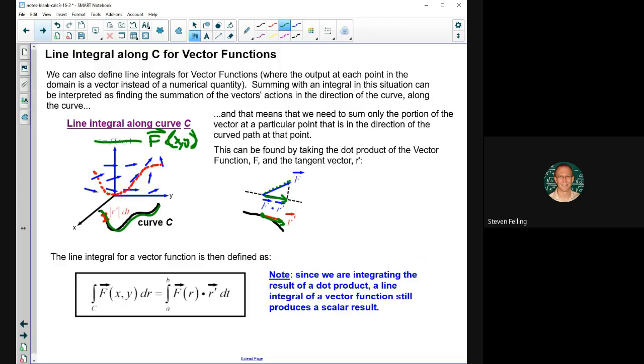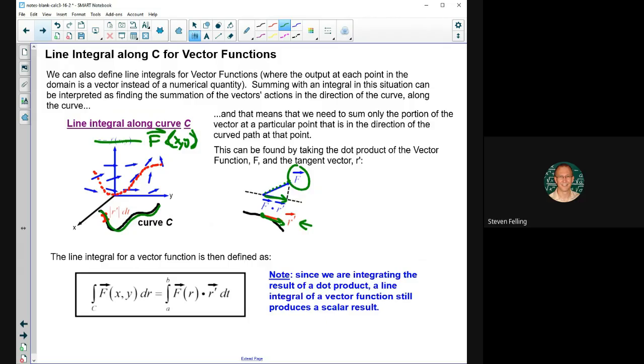And to get a projection, we can do a dot product, right? If you take a vector f and you take the dot product with the direction vector, the tangent vector, that will give you the fraction of the vector, the force field, if it's a force field, in the direction of motion along the curve.